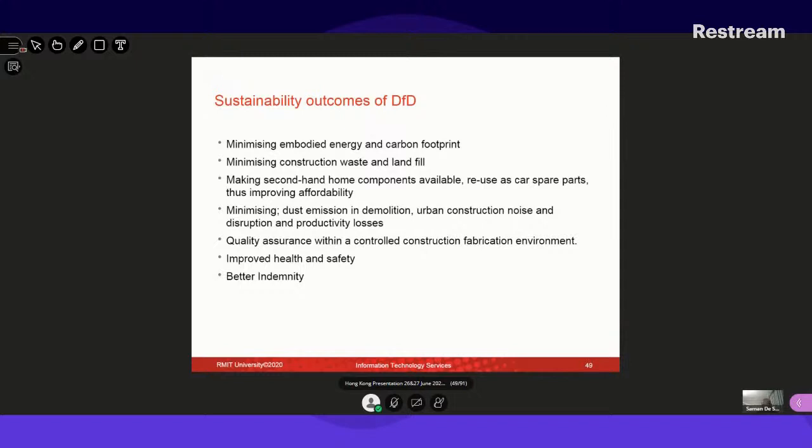Dust emission in demolition is a major urban concern. And the other one is the urban construction noise. Very soon, there will be legislation for construction noise in most of the major cities. Disruption and productivity losses, and those types of things. Quality assurance with a controlled construction fabrication environment is far better. So if we have some parts being assembled, like in a modular construction, and then brought to site and fixed, that is also very clearly environmentally friendly. Improved health and safety of it.